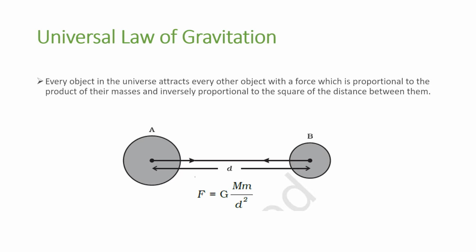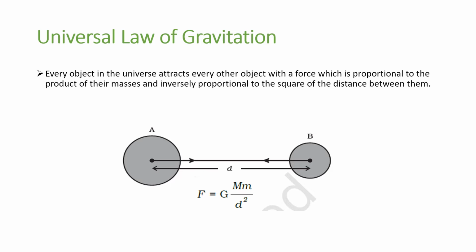Now let's go to the law. What does it say? Every object in the universe attracts every other object with a force which is proportional to the product of their masses and inversely proportional to the square of the distance between them. It is simple, right? Every object attracts every other object.